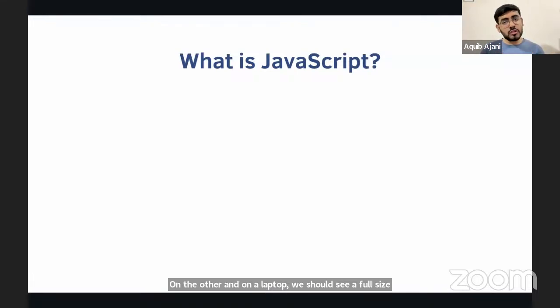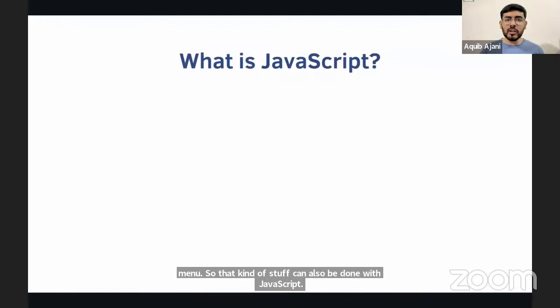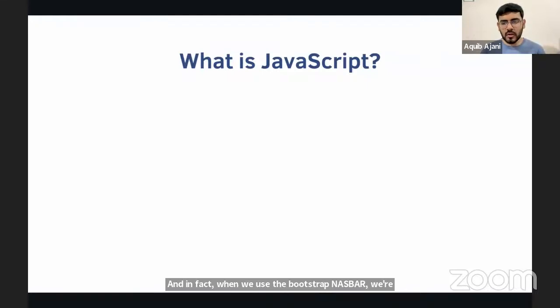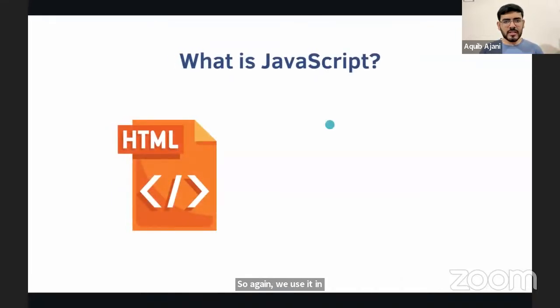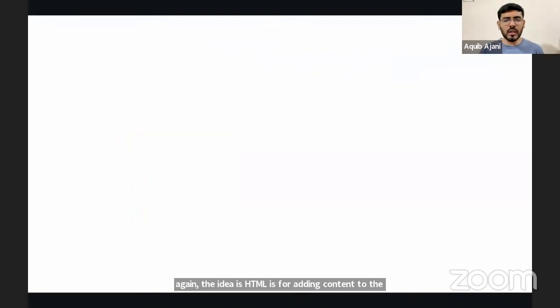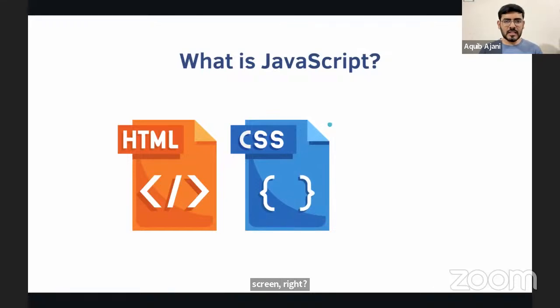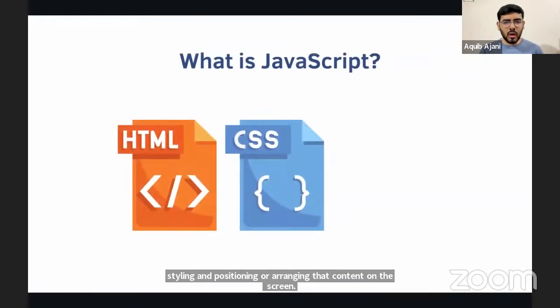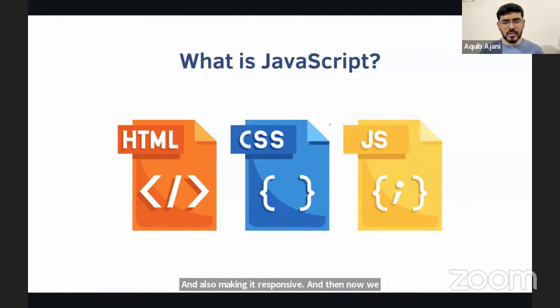And in fact, when we use the Bootstrap navbar, we are actually using JavaScript behind the scenes, or rather Bootstrap is using it behind the scenes, right? To get that done for us. So again, we use it in a lot of different cases. So again, the idea is HTML is for adding content to the screen, right? All sorts of content. Then we have CSS. CSS is used for styling and positioning or arranging that content on the screen and also making it responsive. And then now we are adding JavaScript to the mix, which lets us write some logic and functionality.